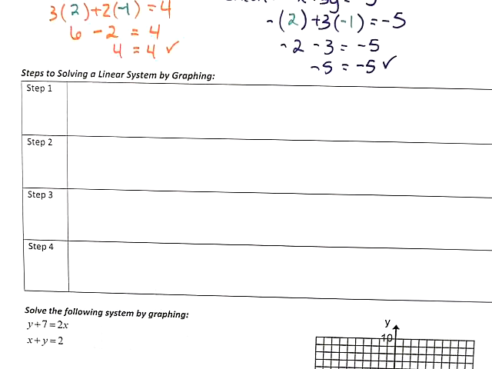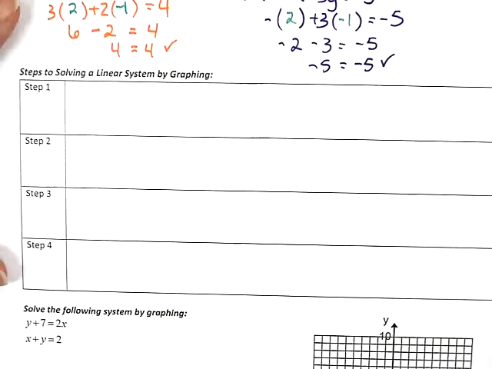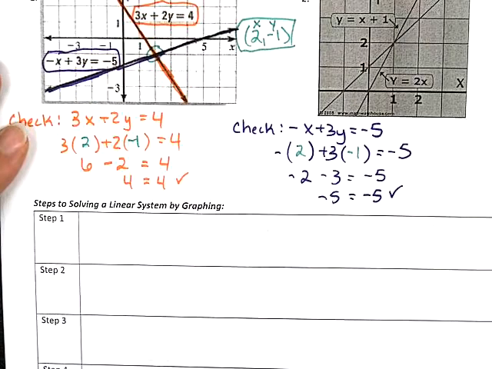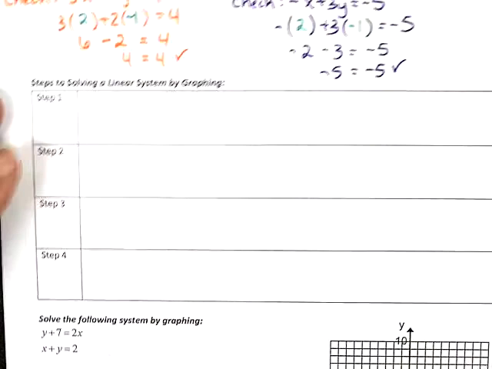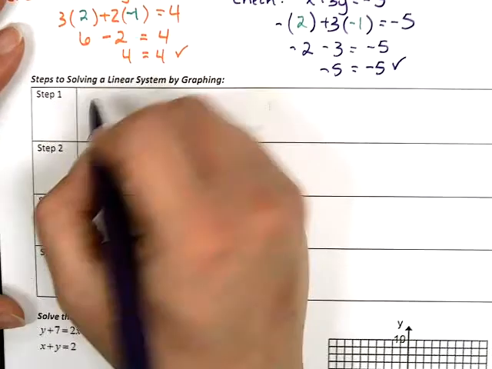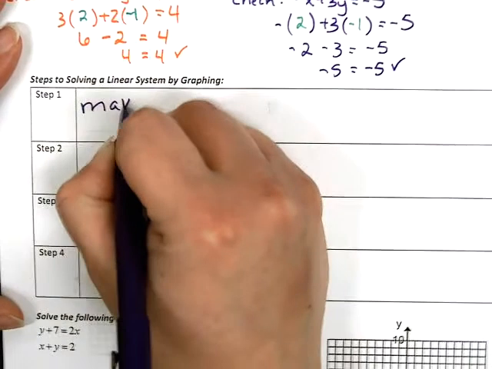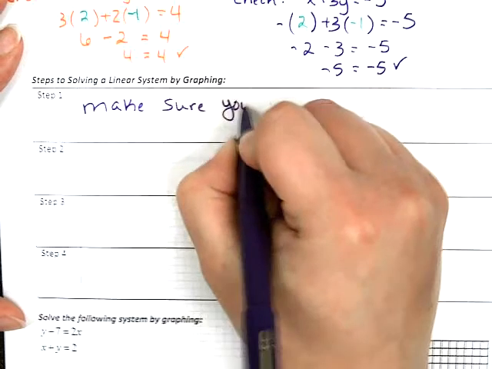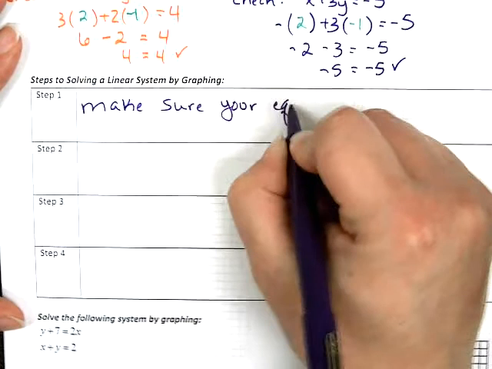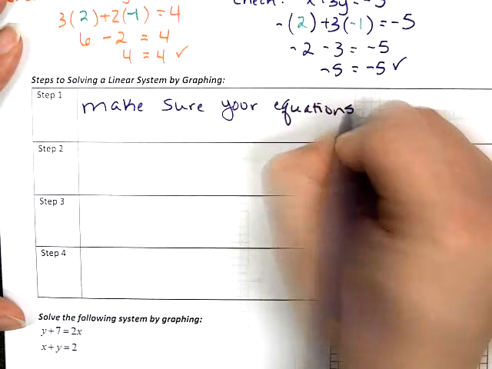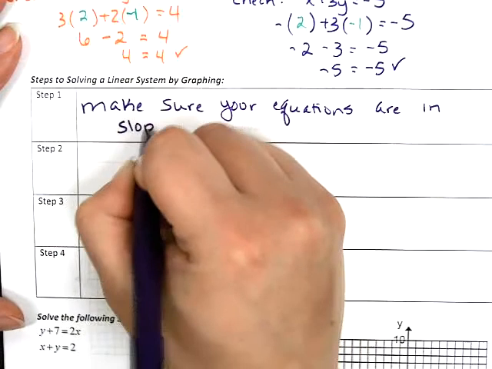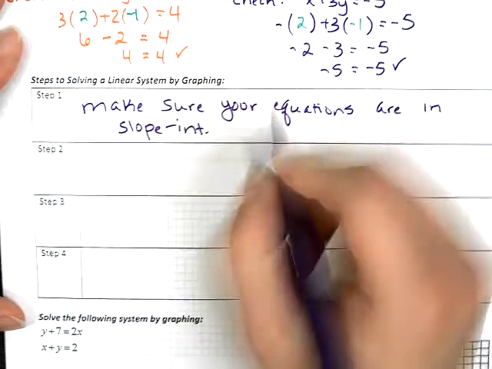And let's jump down here. Step 1 for solving a system by graphing. Well, these ones were graphed for you, right? So now we're going to figure out how to do this from the beginning. Step 1 is to make sure that both of your equations are in slope-intercept form, because the easiest way to graph is when we're in slope-intercept form.